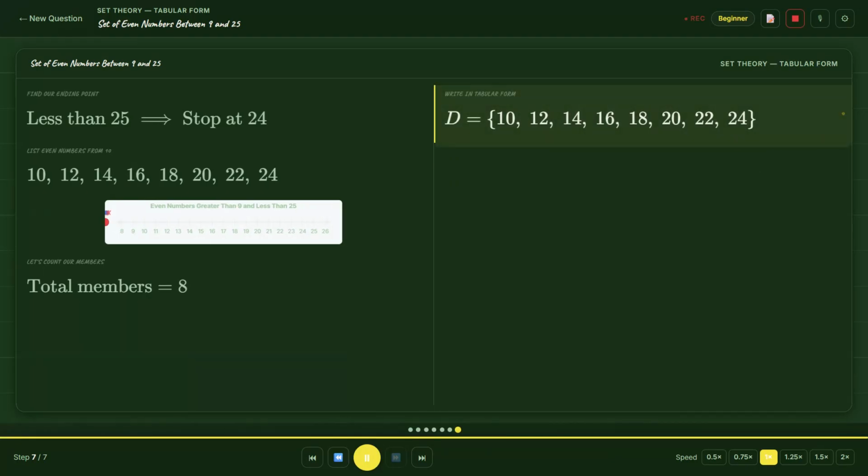Here is our final answer. We put all 8 even numbers inside curly brackets with commas between them. This is the tabular form of set D. You did an awesome job.